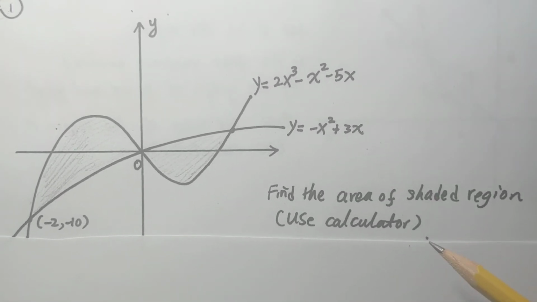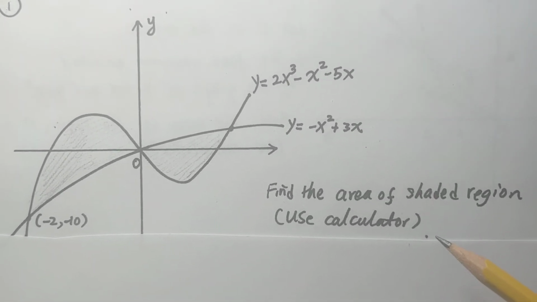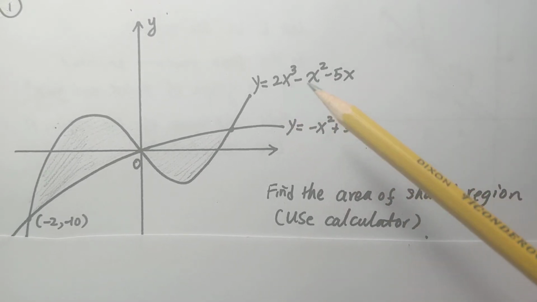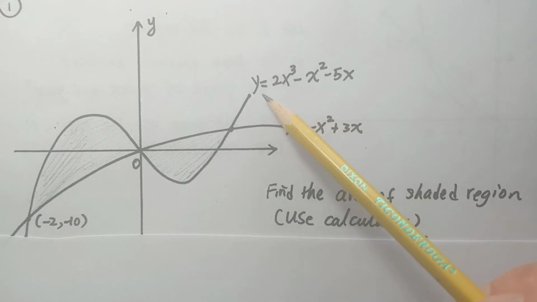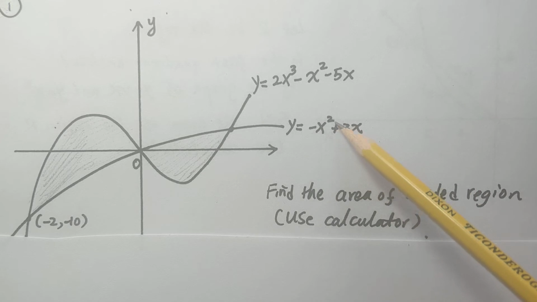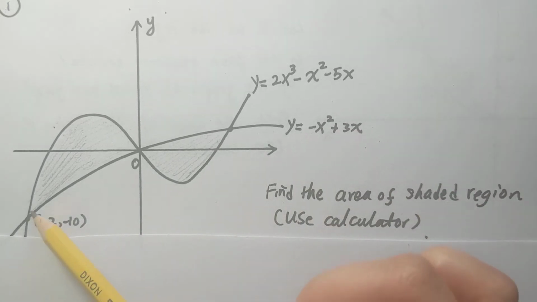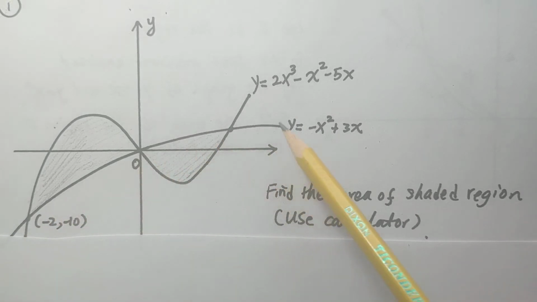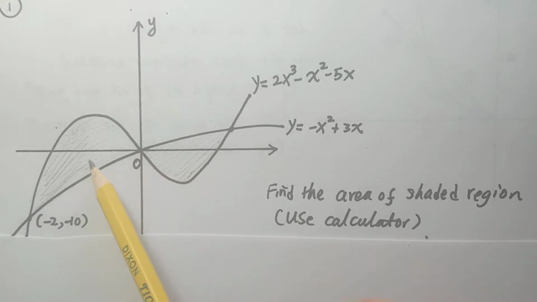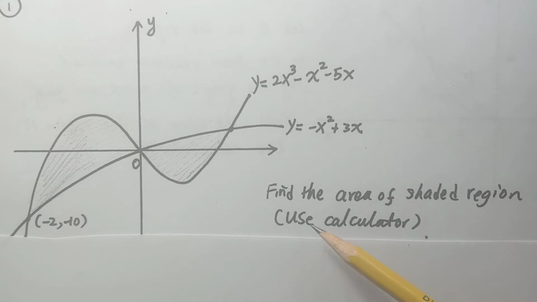Hi, good morning. Today we are going to continue the topic finding area enclosed by two curves. So take a look at question number 1. We had two functions, y equal to 2x cubed minus x squared minus 5x, and y equal to negative x squared plus 3x. So we had this cubic function, and we have the parabola. It enclosed two parts, part A and part B, or you can say R1 and R2. The question asks you to find the area of the shaded region.